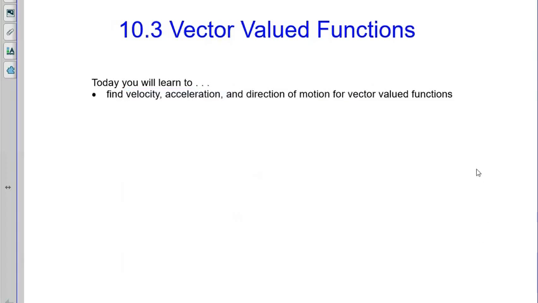Hey everyone, today we're talking about vector-valued functions, and we'll define vector-valued function on the next screen, but the main focus will be to be able to find velocity, acceleration, and the direction of motion, as well as a couple other things related to vector-valued functions.